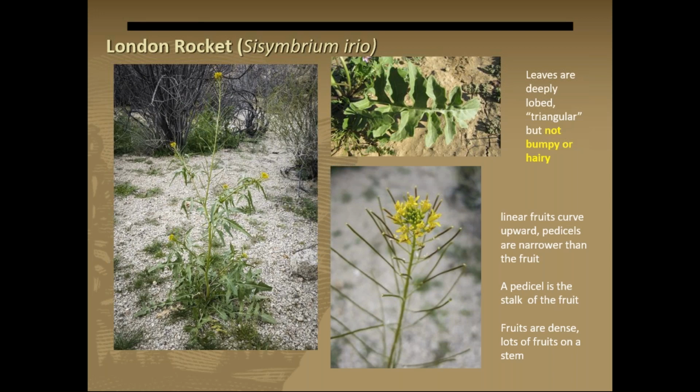The fruits are also kind of diagnostic. There tend to be more fruits on it, and they're denser on the stem. And to distinguish it from the other Sisymbriums, the pedicel, which is the stalk of the fruit, the little stem that holds the fruit, is not as wide as the fruit itself. It's narrower than the fruit.